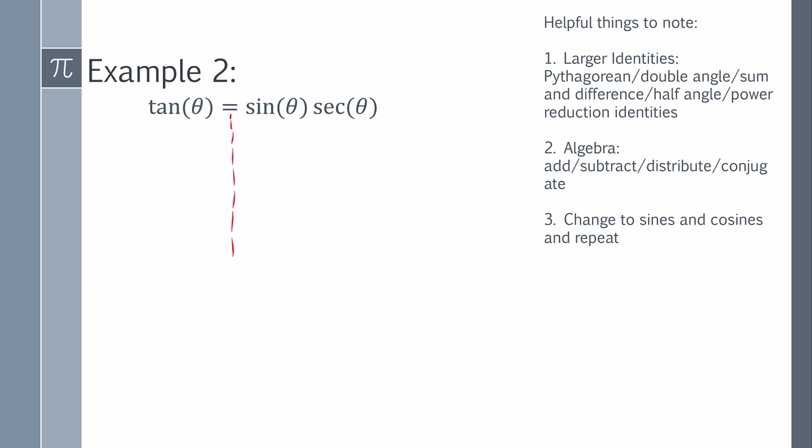So in this one, the right side looks a little bit more complicated, right? The left side is tangent, the right side, sine theta, secant theta. So let's manipulate the right side. So do I see any larger identities? Pythagorean, double angle? No, I don't see sine squared or cosine squared. So next, any algebra? Is there things to add? Is there things to subtract? Do I need to distribute, etc.? The answer is no. The last is, let's change everything to sines and cosines, and let's see what happens. Well, sine is still sine, and then secant is 1 over cosine.